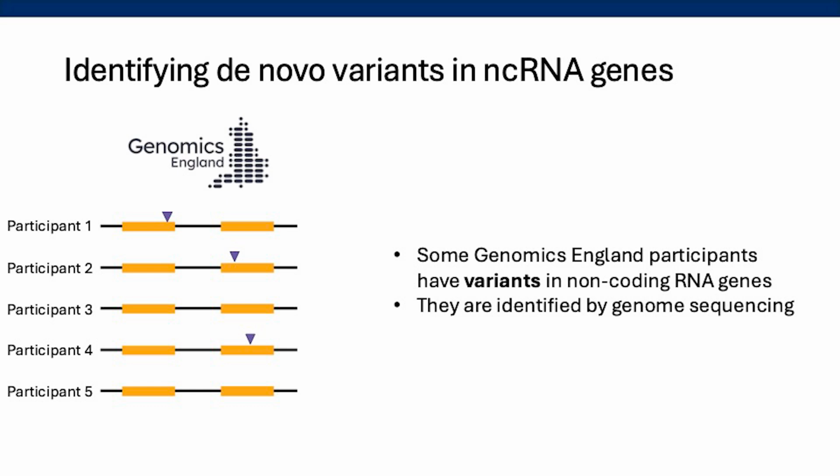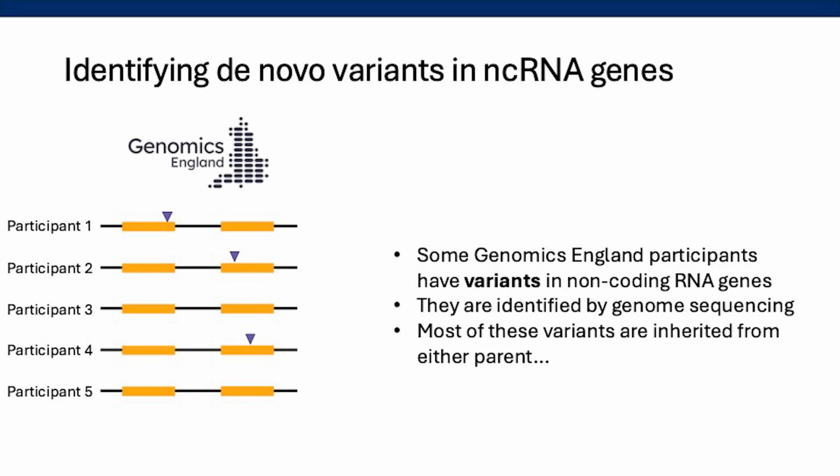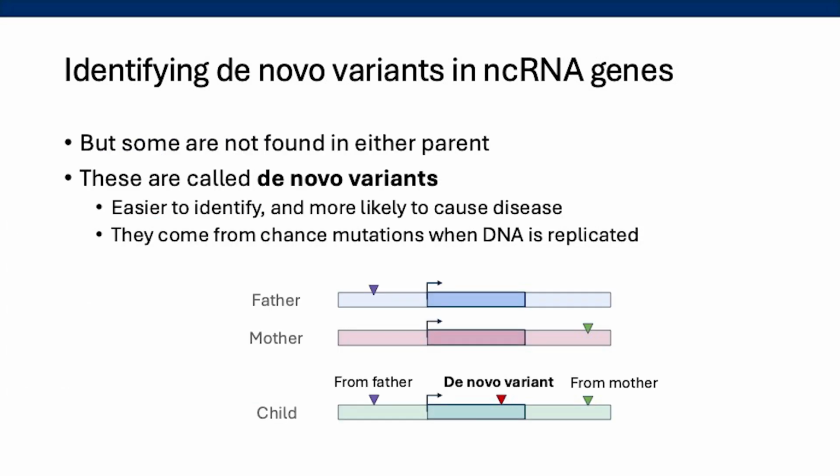There are lots of participants within the Genomics England dataset which we use for our discovery, and it's quite complicated looking into these data. So there are a lot of participants. Here I've shown an example of 5, and in some of them we find variants in non-coding RNA genes, as shown here. And usually they are identified from the genome sequencing data provided by Genomics England. Most of these variants are inherited from either parent, but some of them are not found in either parent. These are what we call de novo variants.